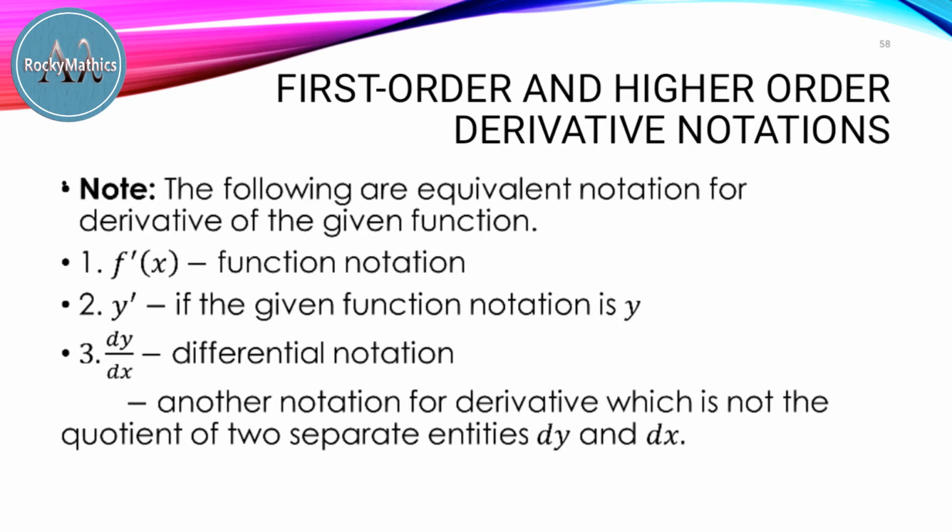The third one is dy dx. This is what we call differential notation, and this is another notation for derivative which is not the quotient of two separate entities, dy and dx. This doesn't mean that dy is divided by dx, since this is just a notation.